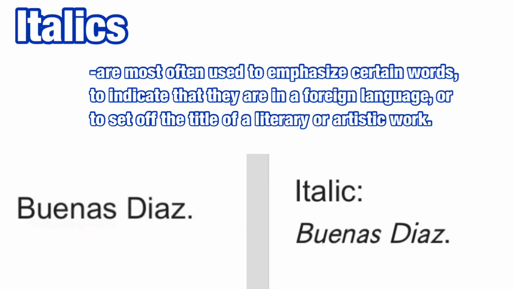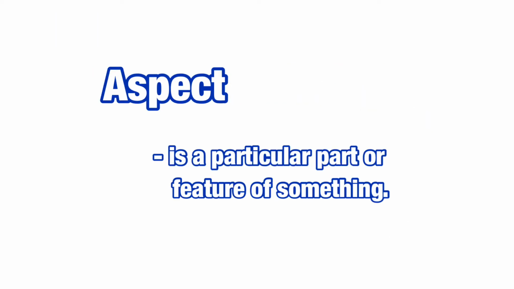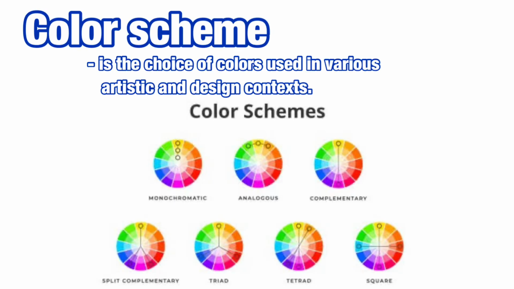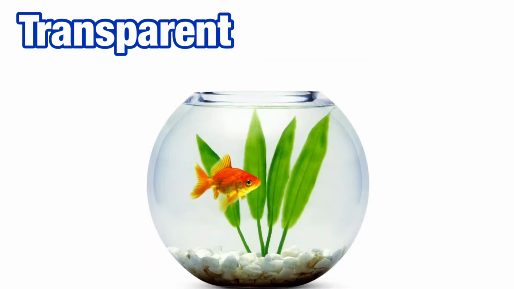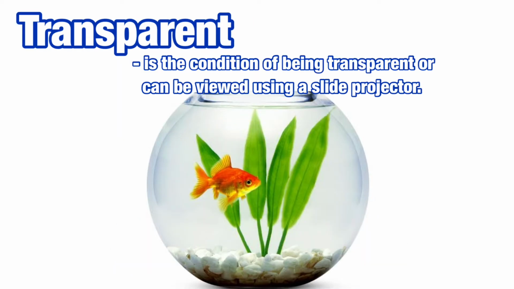Italics. Are most often used to emphasize certain words, to indicate that they are in a foreign language, or to set off the title of a literary or artistic work. Aspect. Is a particular part or feature of something. Color scheme. Is the choice of colors used in various artistic and design contexts. Transparent. Is the condition of being transparent or can be viewed using a slide projector.